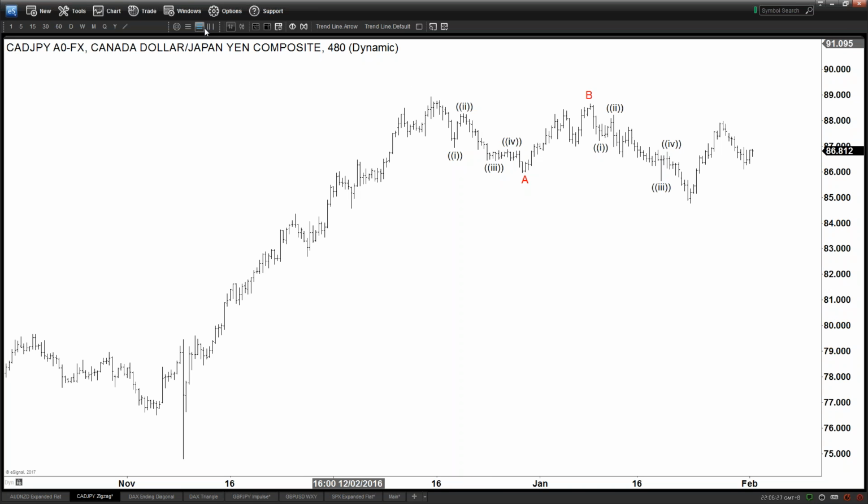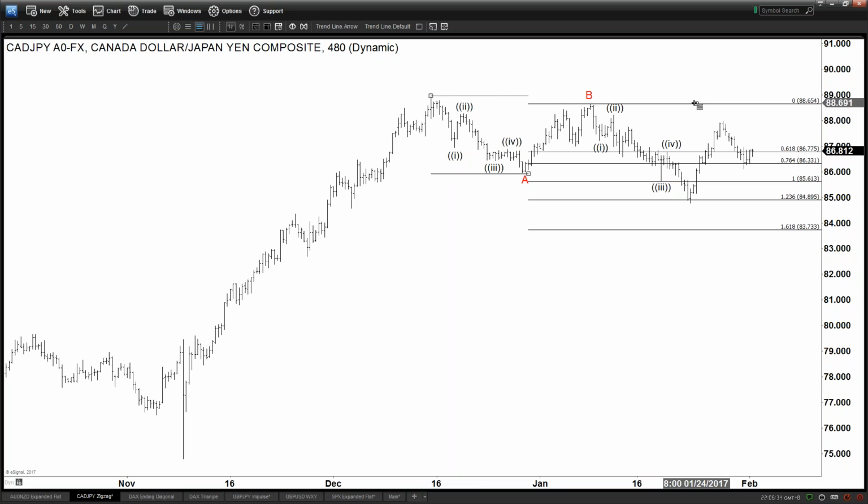And then you can see in the wave C of the ABC, the relationship in the extension is 80% of the time between 100% and 123.6%. You notice here 100% is 85.6, 123.6% is 85, right? So it ends at 85 and then starts to bounce. So this is called a zigzag.